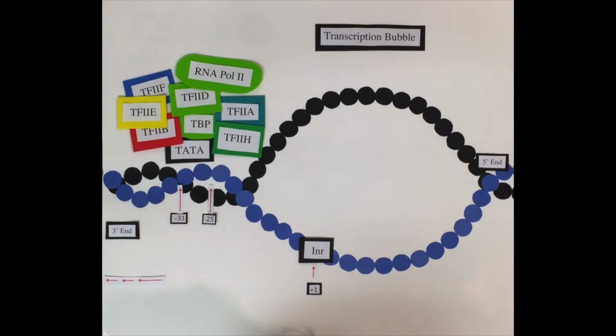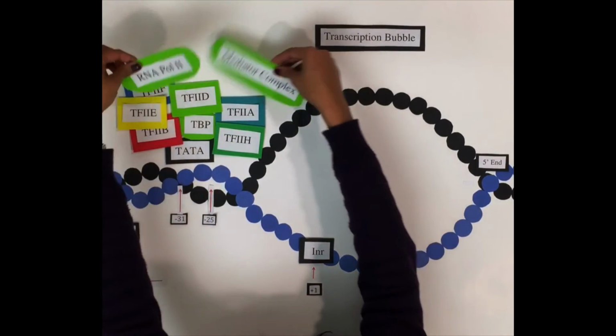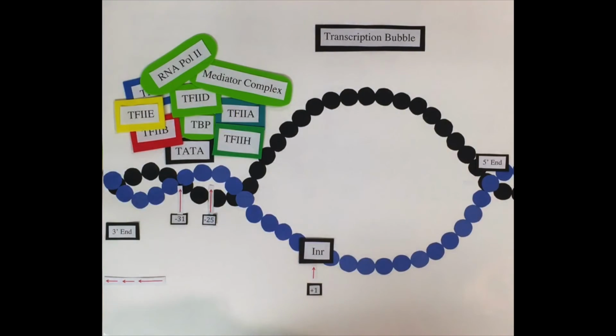Now that we have our open PIC, let's talk about the regulation of transcription. So first we have the mediator complex. This is the adapter molecule that causes looping of DNA, bringing general transcription factors closer to the regulatory factors. It directly interacts with RNA polymerase II, TFIID, TFIIH, and TFIIE. Apart from the mediator complex, there are other cis-acting and trans-acting elements that contribute to the regulation of transcription.